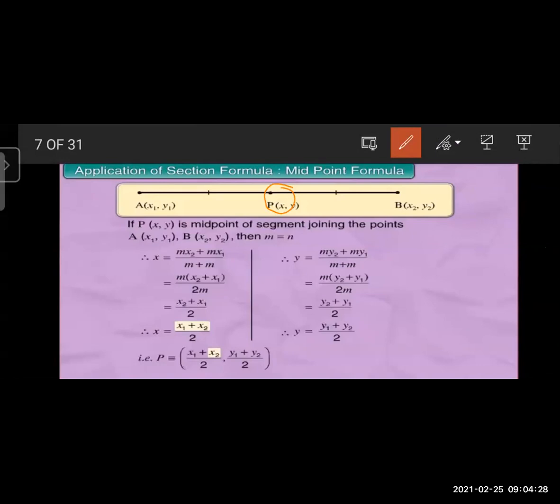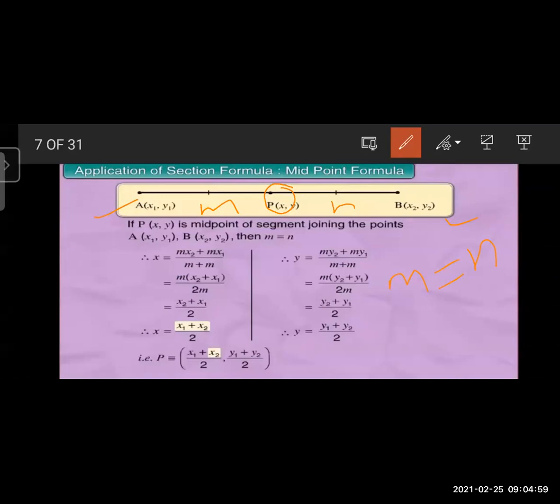So we say that point P having coordinates x, y is the midpoint of the segment AB. A has coordinates x1, y1, and B has coordinates x2, y2. Then it divides in the ratio m is to n, but the condition is that this point is the midpoint, so we write m is equal to n. Midpoint means this distance and this distance are equal.